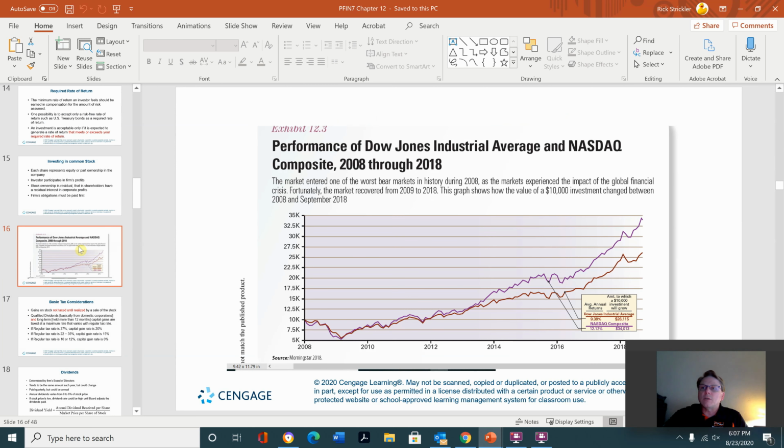And then performance of the Dow Jones Industrial Average and NASDAQ Composite 2008 through 2018. And you can see at the bottom here, that's March of 2009. That was the bottom of the Great Recession. And then it's building back to where we are today, where we're at record highs.